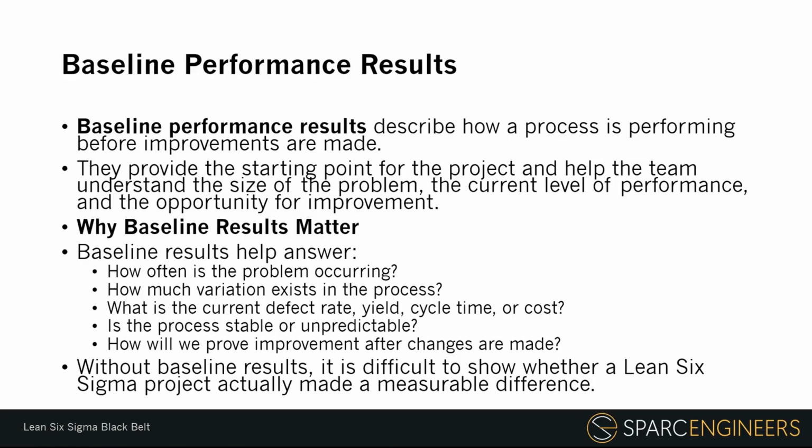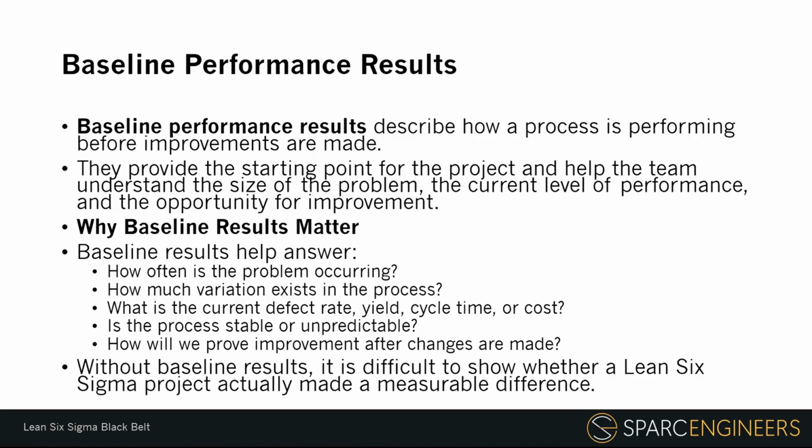If the project is focused on cycle time, baseline results may include average cycle time, median cycle time, range, queue time, and percent completed within target. If the project is focused on investigations or documentation, baseline results may include average closure time, backlog size, error rate, number of review cycles, or percent completed right the first time.